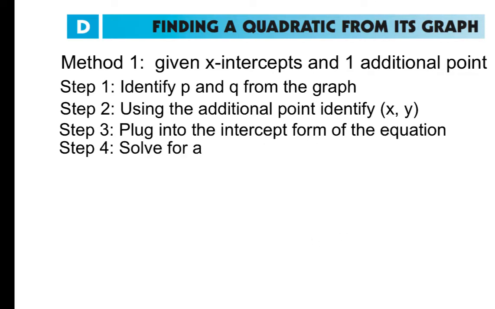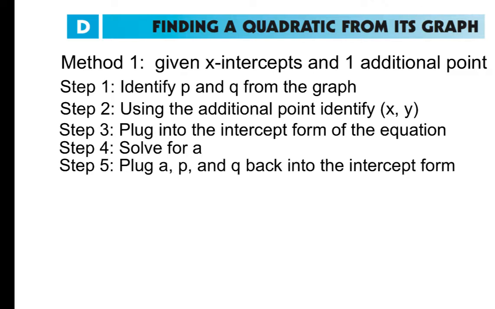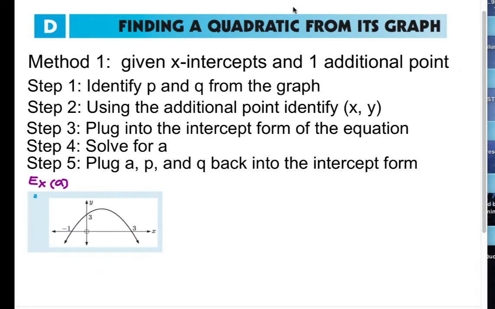After we plug in P, Q, and the additional point in place of x and y, we're going to solve for A. And then we're going to go back to our intercept form of the equation, plugging in only A, P, and Q. So let's look at our first example.